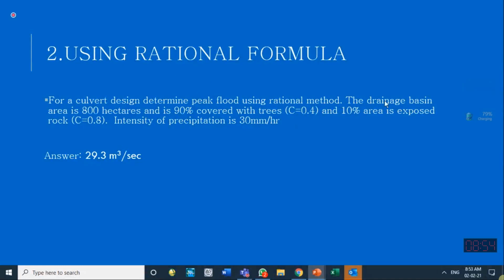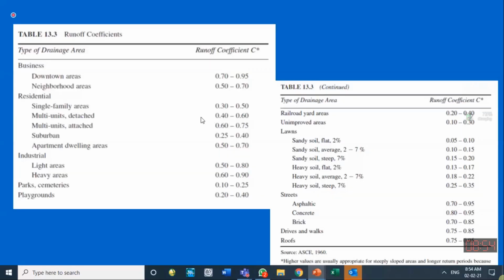We see what kind of drainage basin it is. For example, they have told that it has an area of 800 hectares, and out of it 90% is covered with trees, for which the C value is given. So there are industrial parks, railroads, unimproved lawns, streets, roofs. So agriculture kahan hoga? Residential, business. So this is for urban areas. These are the coefficients for the urban area. We can have a table which can give us the improved area, like the normal watershed area for those.